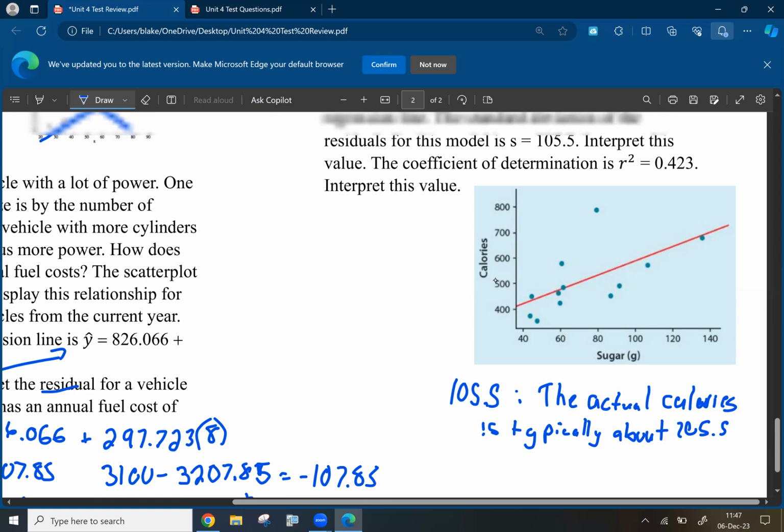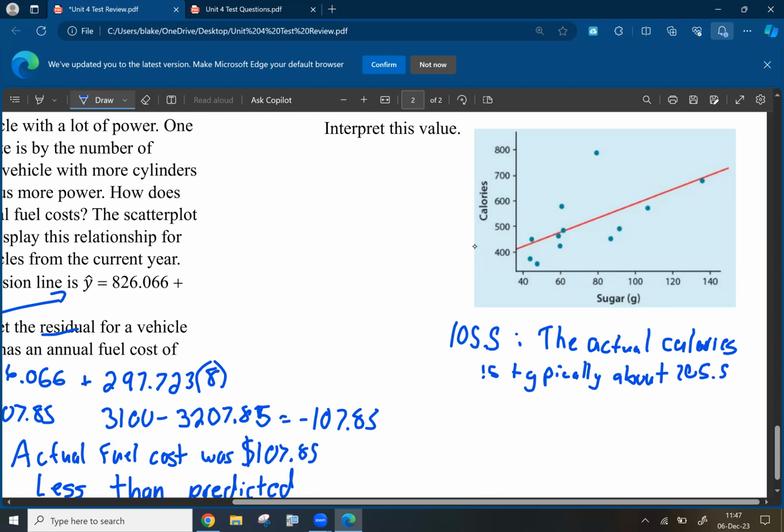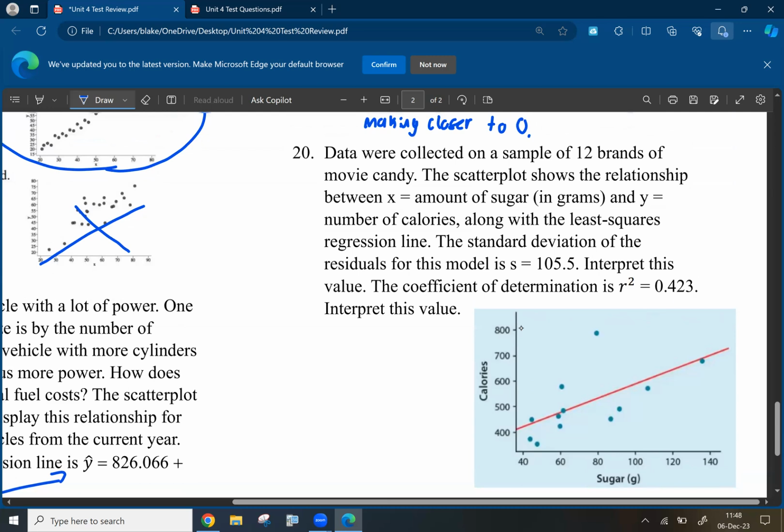Well, it's not calories. What was the y variable again? The y variable is, yeah, number of calories. Calories off from the predicted amount. So that's our interpretation. The actual calories is typically about 105.5 calories off from the predicted amount. That is our standard deviation. Now the R squared value is 42.3%. And this is because, again, you convert this into a percent number.